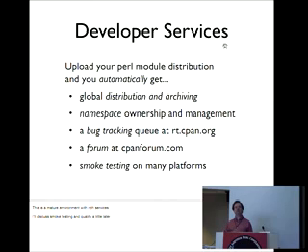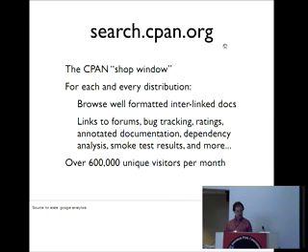Again, that's a sign of something that's alive. There's active work going on. And the level of smoke testing that you get out of CPAN is, I think, ahead of any other language on the planet.